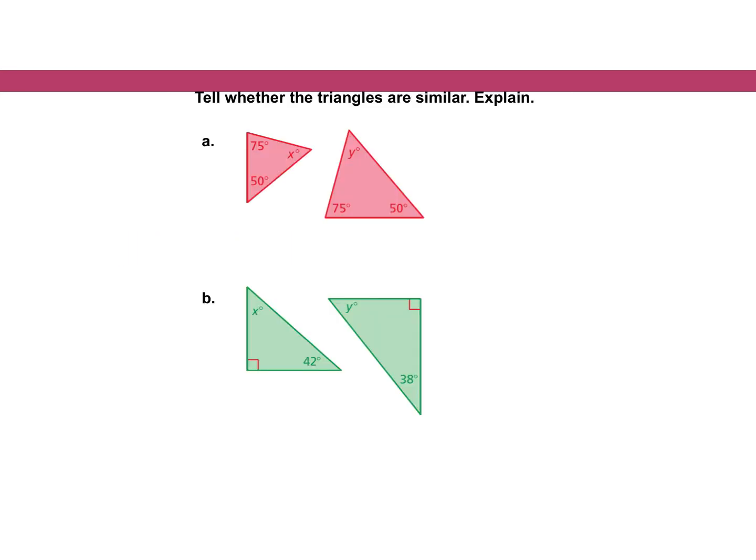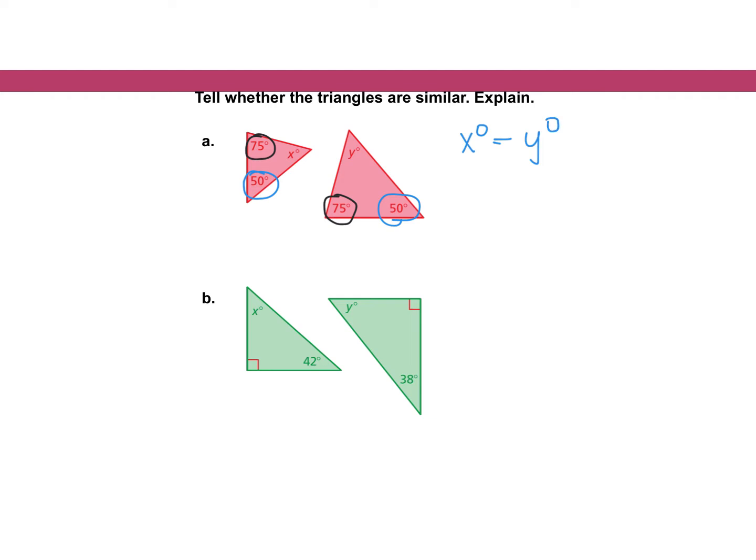Let's go ahead and take a look at example 1. For example 1, part A, it says tell whether the triangles are similar, and then explain why they are or why they are not. Looking at part A, I notice right away that I have angles that match up. I have a 75 degree angle here and a 75 degree angle there, and then a 50 degree angle here and a 50 degree angle here. Because I have two sets of angles that are the same, that tells me that angle X is going to equal angle Y.